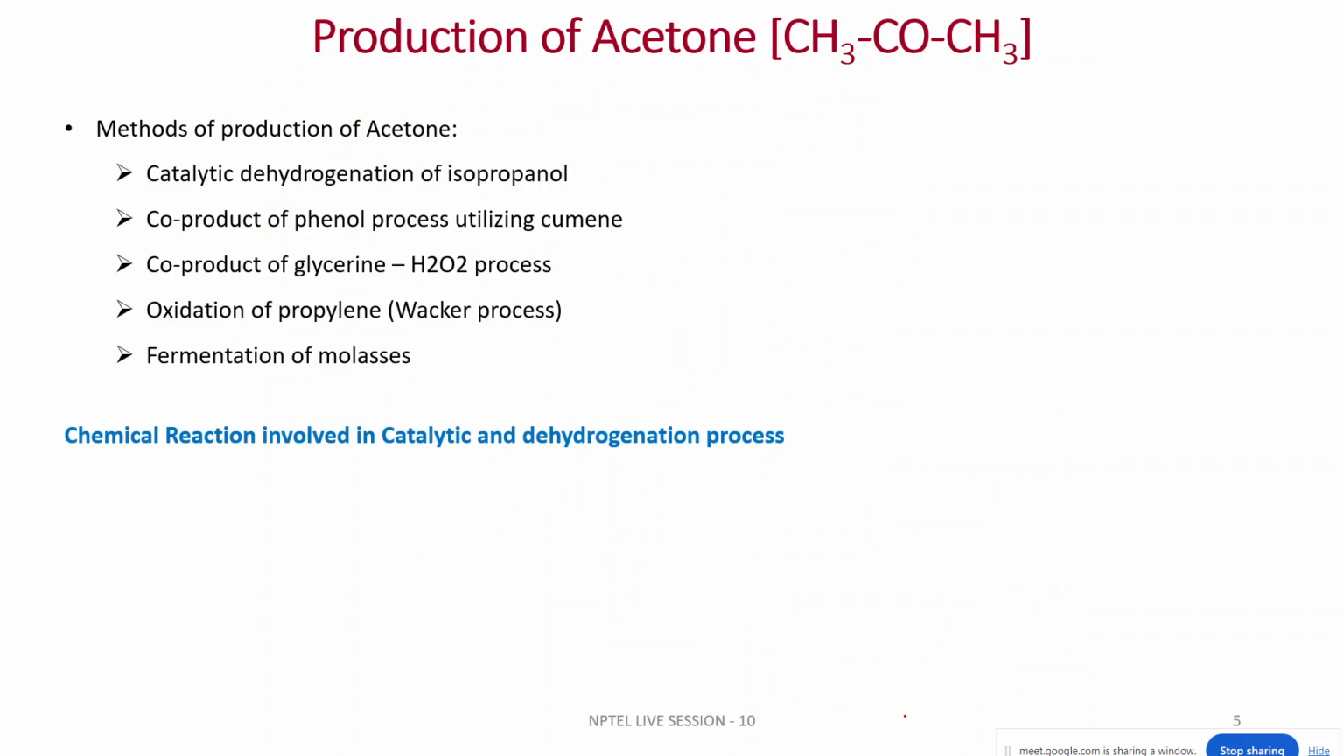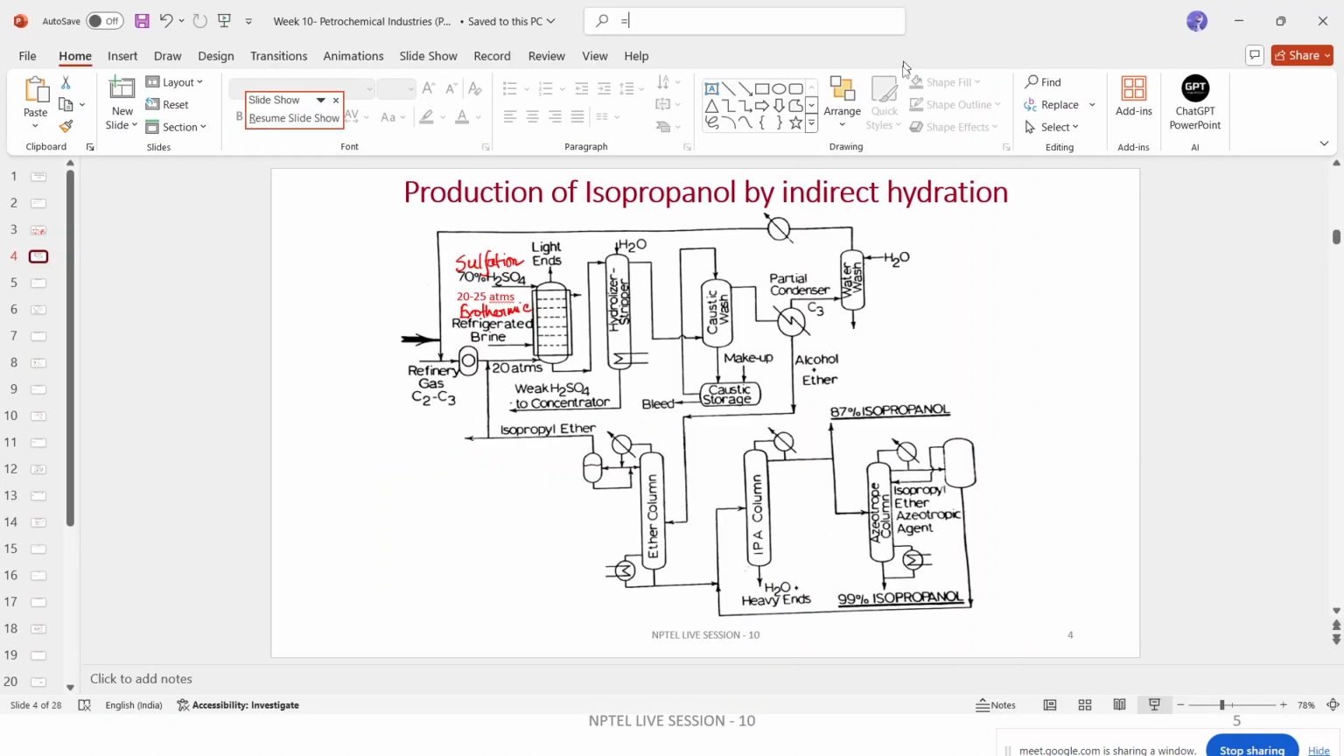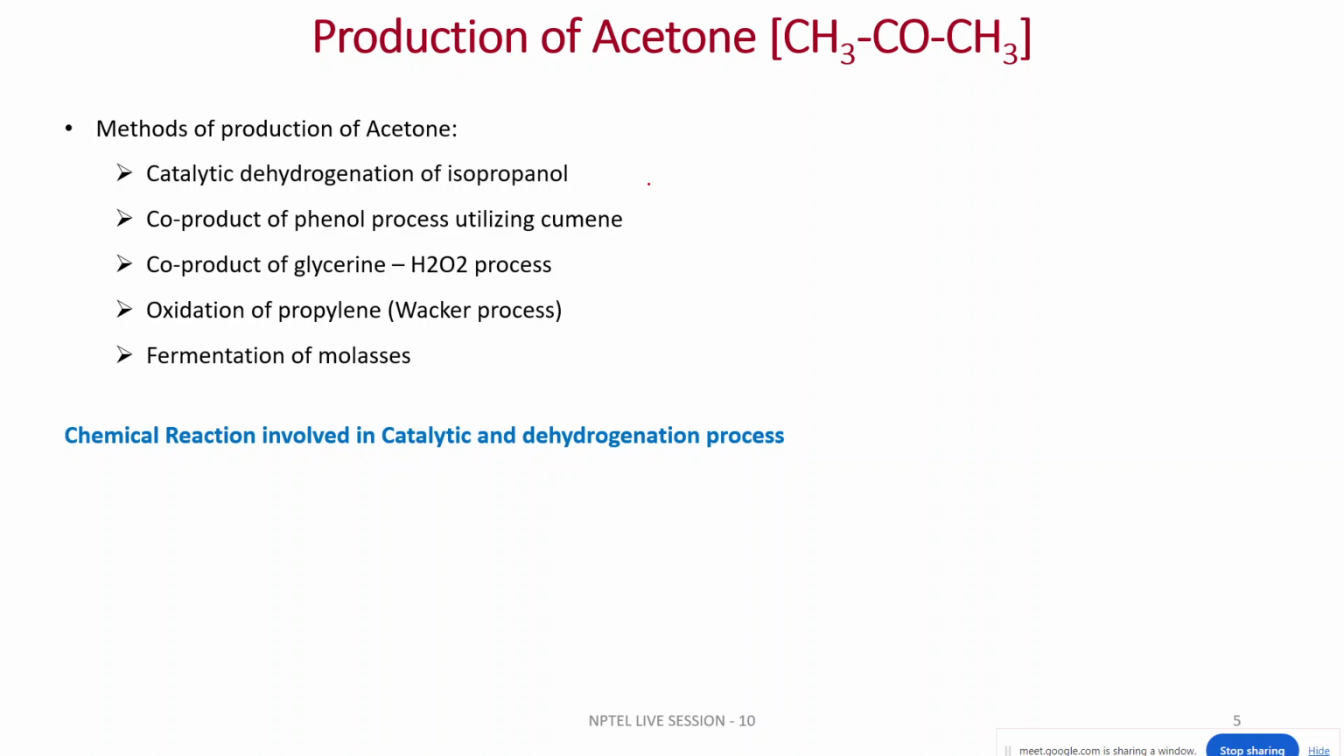Moving forward, we will now be discussing the production of acetone. We know the chemical structure of acetone is like that: CH3COCH3. There is a ketonic group.